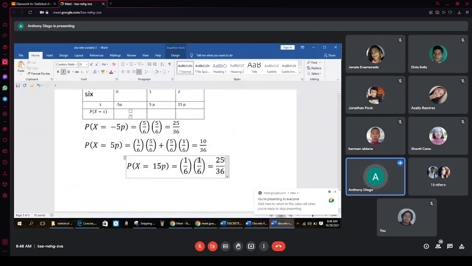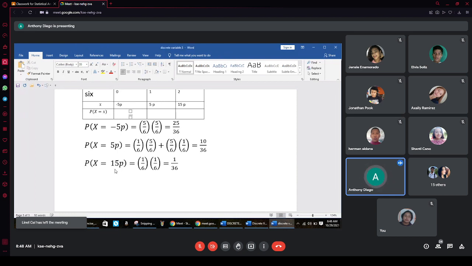So this will be 1 out of 36. So which means then you could see whether you're correct. You add 25, 10, and 1. That will be 36 over 36, which is 1. So in here, we're going to have 25 over 36. This could be reduced more.